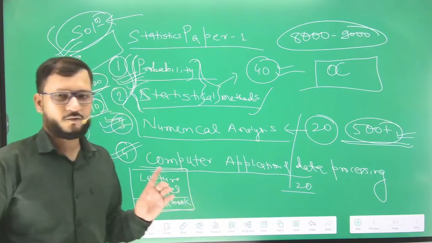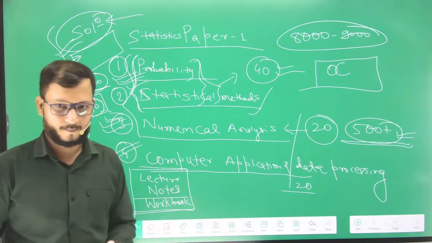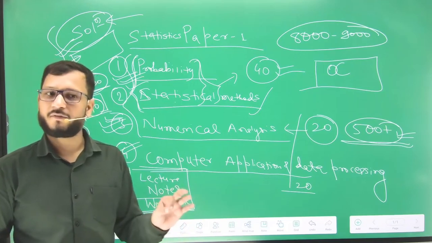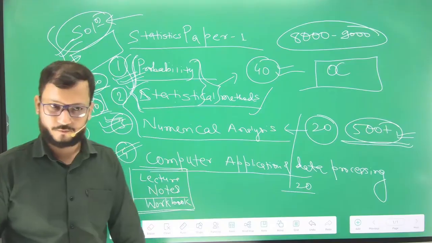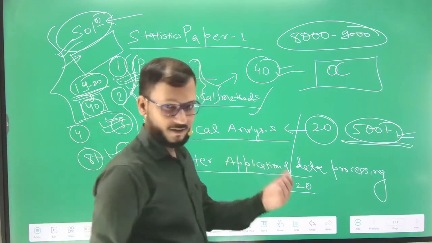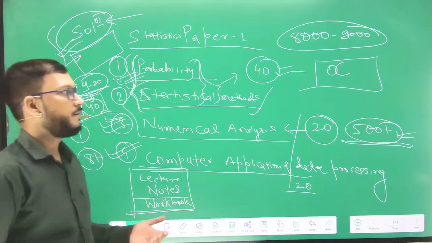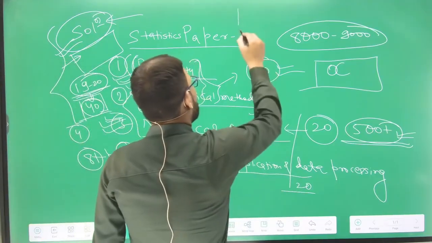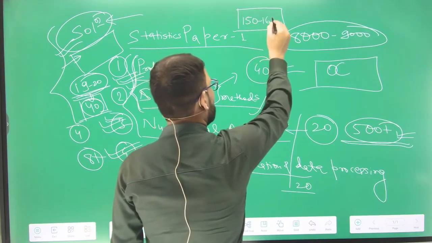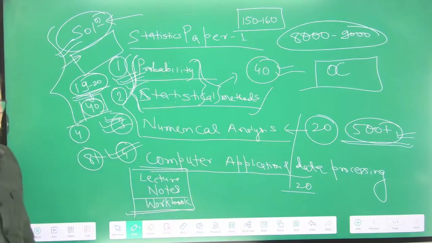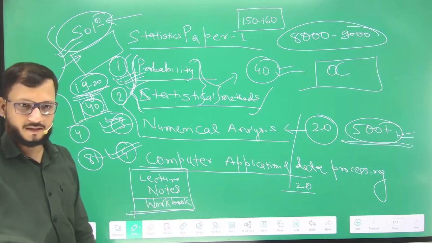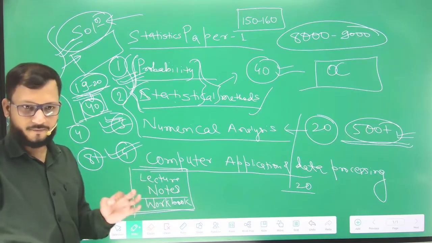First thing is we need to put a target. This year one of my students has reported to me that he got 155 marks in paper 1 out of 200, and there is a chance that he will be selected if paper 3 and paper 4 have gone well. So there is a target of 150 to 160. This was the target in previous years as well. So we have to put our target that we need to have 150 to 160 marks.